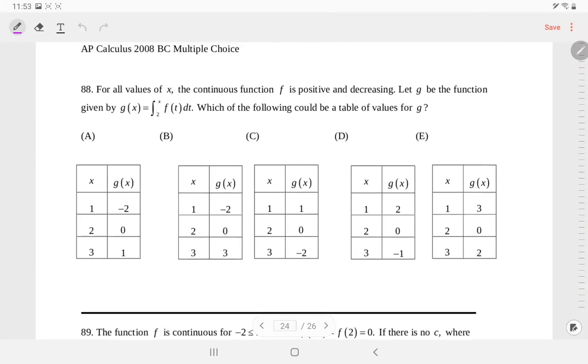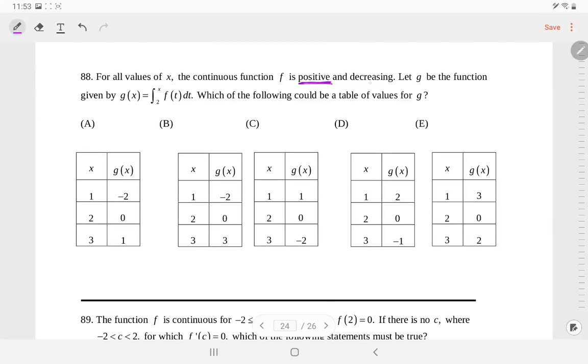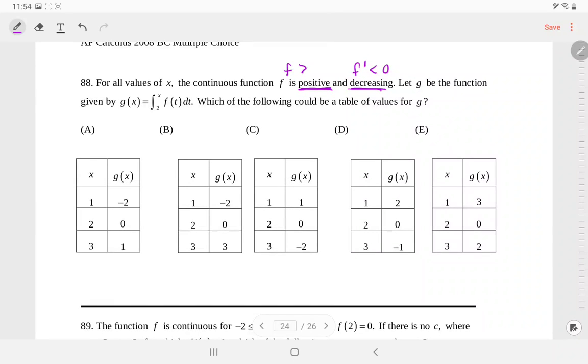Okay, let's see. 88: for all values of x, the continuous function f is positive and decreasing. So that means the slope is negative and the function is positive. Let g be the function given by an integral. Okay, makes me feel like Leibniz. Which of the following could be a table of values for g? Okay, maybe not. So I know g of 2, the integral from 2 to 2 of f of t dt, should be 0. So g of 2 is 0.